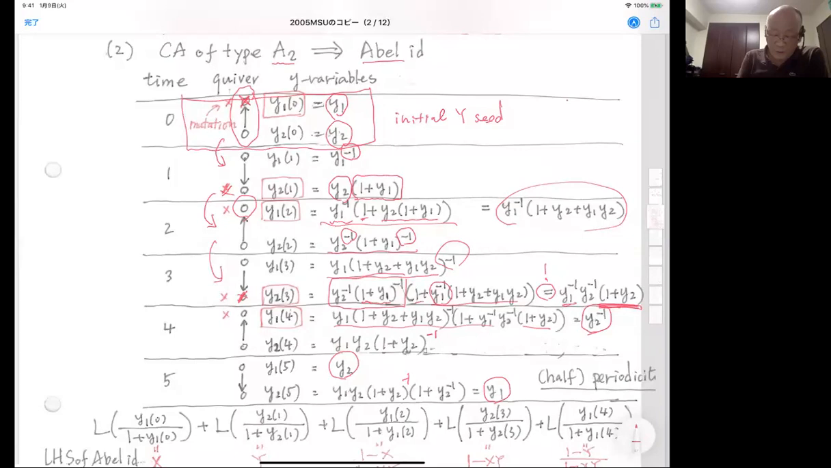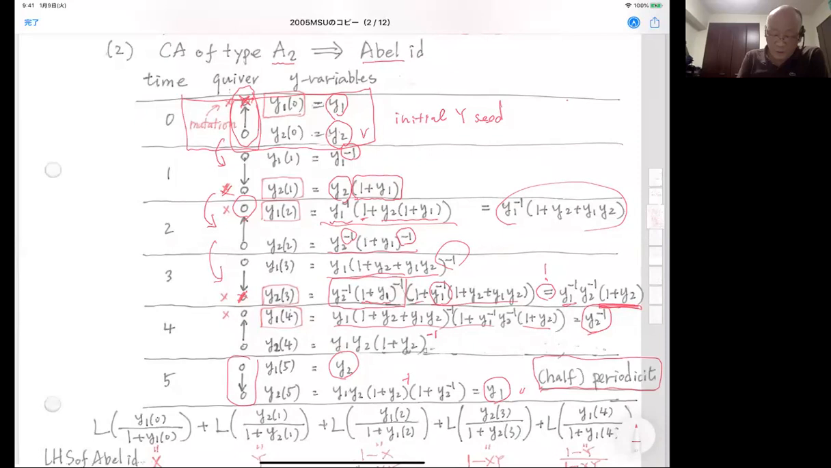But the two are interchanged, and also this quiver is flipped, so it is also interchanged. So indices are kind of interchanged. So this is a half periodicity. It's okay. If you do it five more times, you get full periodicity. But from our point of view, this half periodicity is enough.